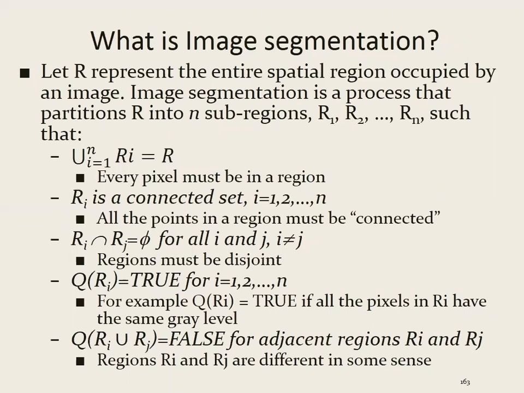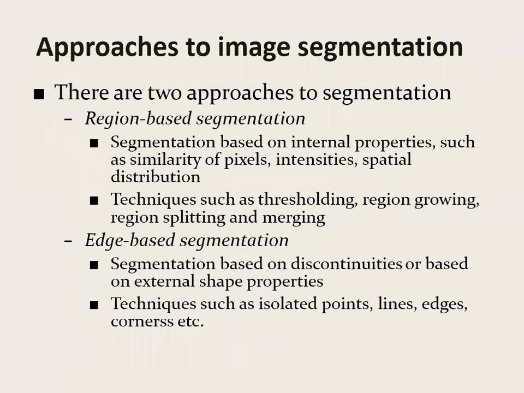So we are trying to identify pixels in that given image, and as per their relationship, we are trying to identify those sub-images which are related with each other using image segmentation. In general, we have two approaches in image segmentation: region-based segmentation and edge-based segmentation.